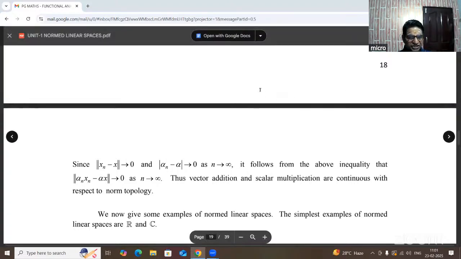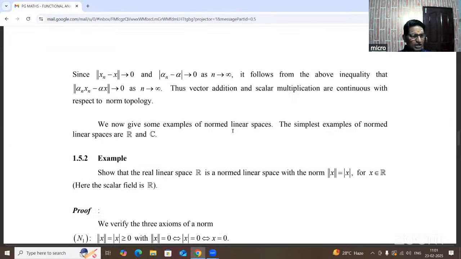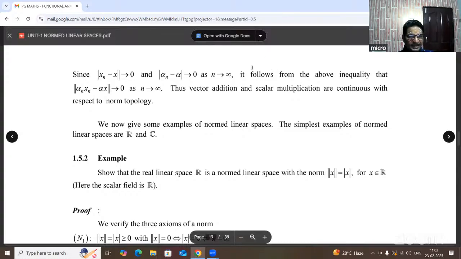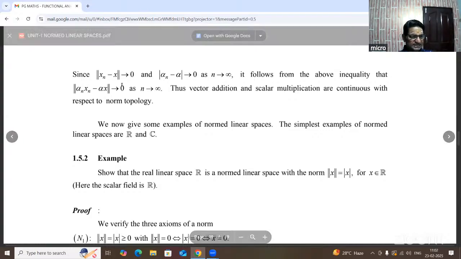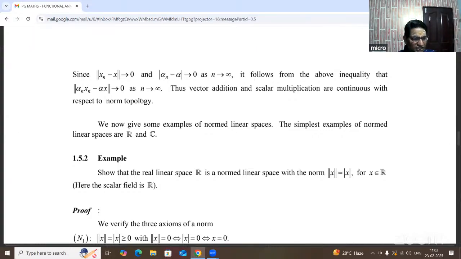Now, here the condition is norm xn minus x converges to 0 and mod alpha n minus alpha converges to 0 as n tends to infinity. It follows from the above inequality that norm alpha n xn minus alpha x converges to 0 as n tends to infinity. Okay. Now, the vector addition and scalar multiplication both are continuous with respect to the norm topology.